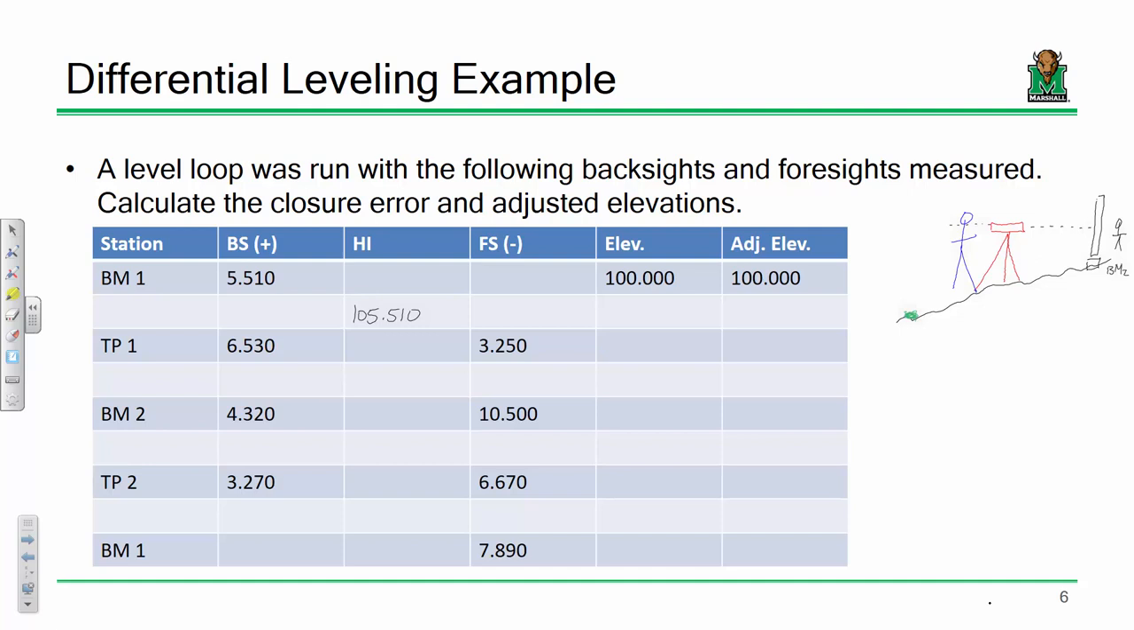So let me ask you a question. If the elevation of this instrument is 105.51, and they take a reading of 3.25, what's the elevation of benchmark 2? There you go. So the terminology for this is a back sight and a foresight. Hence the back sight and foresight. So what is the height of the instrument minus that? 102.26.